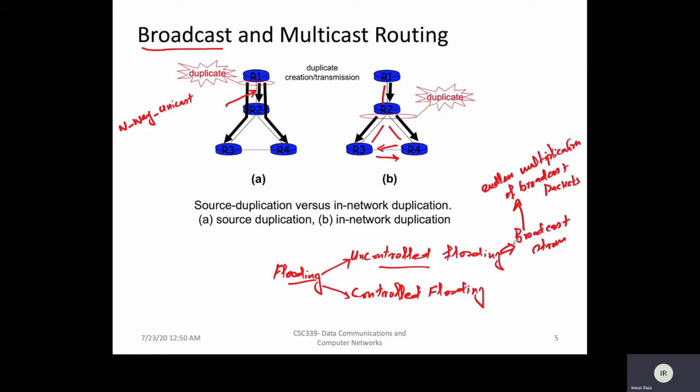This means a broadcast storm. So at the moment, in order to achieve broadcast, either we can use source duplication, that is N-way unicast to broadcast a packet, or we can use in-network duplication, which is basically representing this uncontrolled flooding approach that might result in a broadcast storm, meaning endless multiplication of broadcast packets.